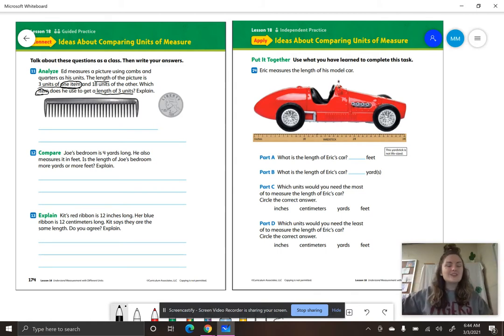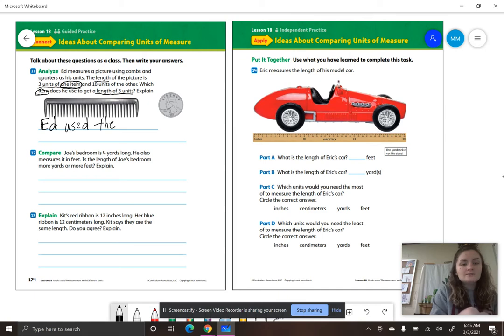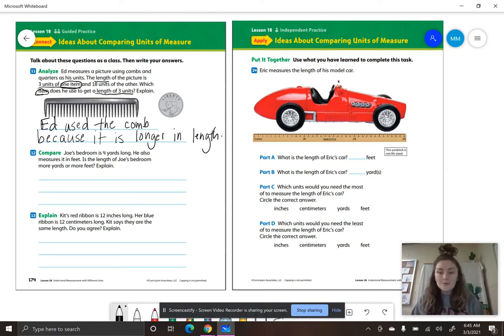The combs are longer. So we would say Ed used the comb because it is longer in length, right? So it's longer in length than the quarter. So which unit of measurement needed 18 units? The quarters. So that means Ed used 18 quarters, or the 18 units, to measure the picture.